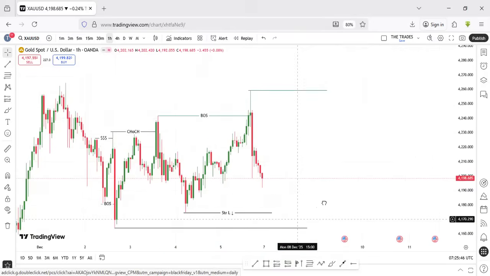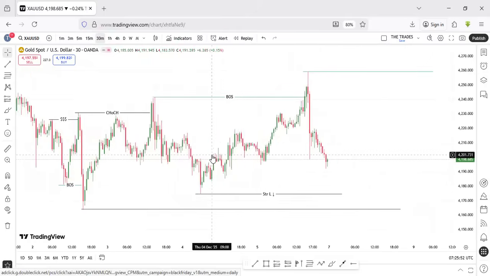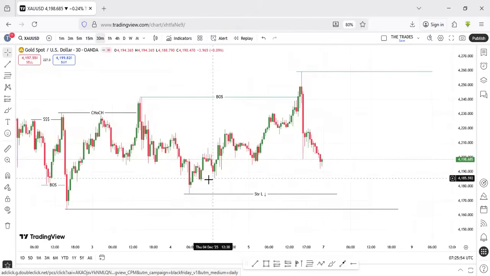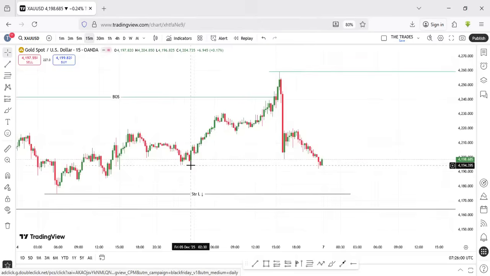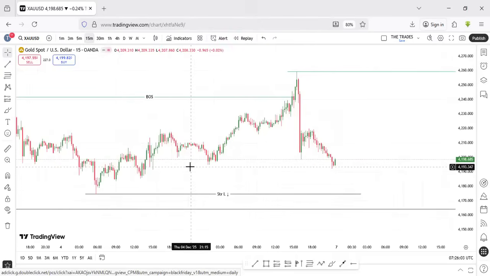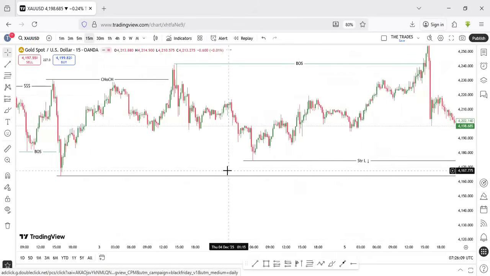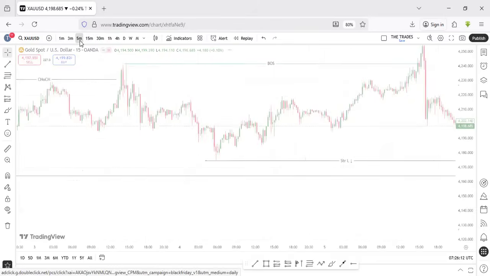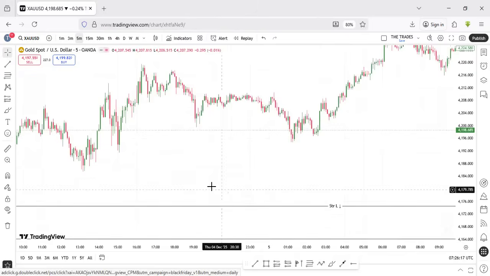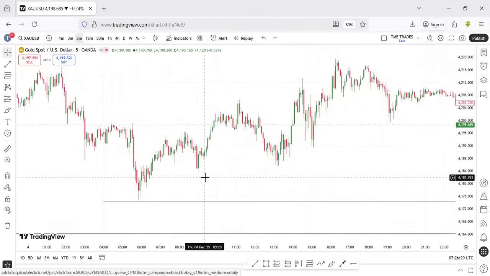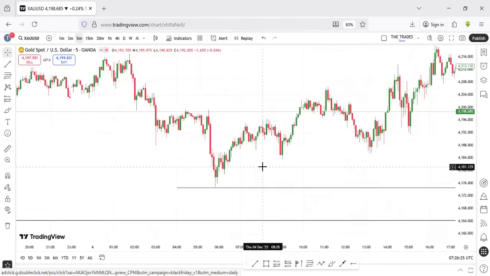Now, in a situation like this, let's move to a lower time frame. Let's go to 30 minutes to see. We don't have any valid order block here or any fair value gap. Let's see 15 minutes. Same here. We don't see any valid order block or fair value gap. Let's see 5 minutes. We don't have any fair value gap or good order block at this particular place.